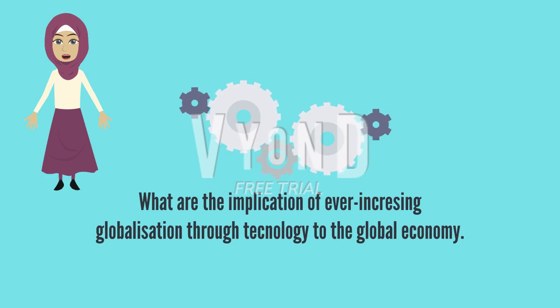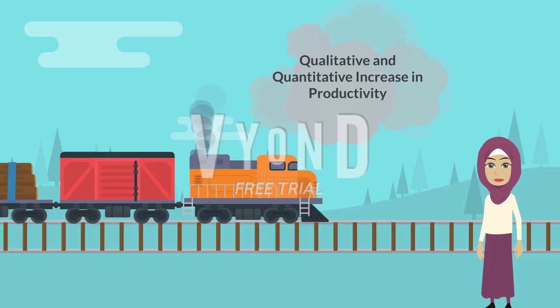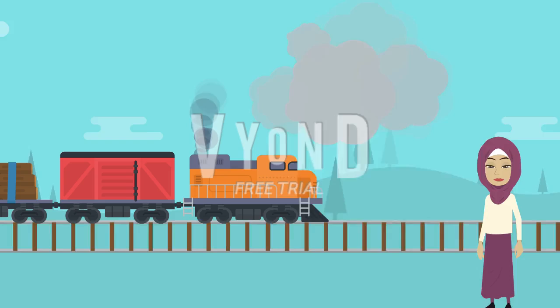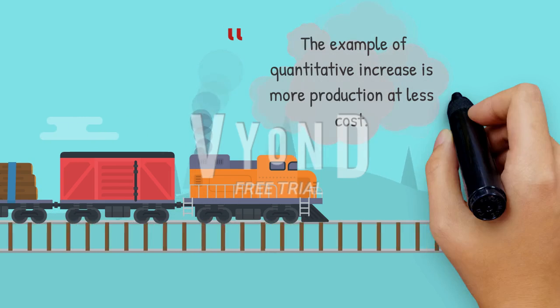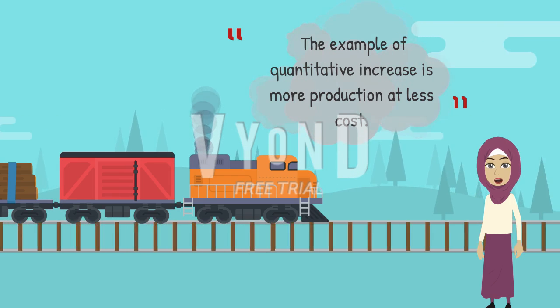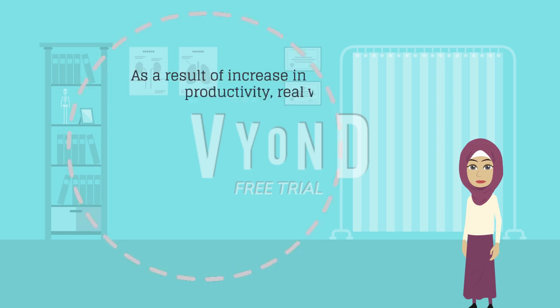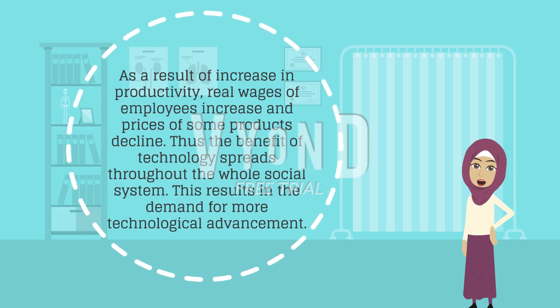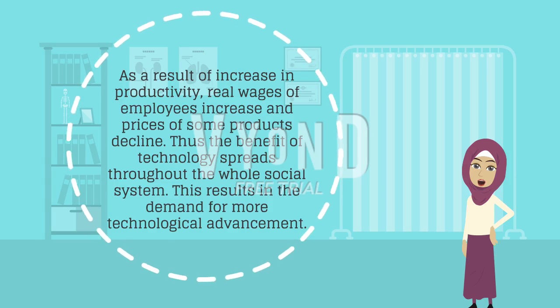What is the implication of ever-increasing globalization through technology to the global economy? First, a qualitative and quantitative increase in productivity. The most significant impact of technology is greater productivity. An example of quantitative increase is more production at less cost. In a hospital, the effect may be qualitative, such as maintaining electronic monitoring equipment regardless of its cost.